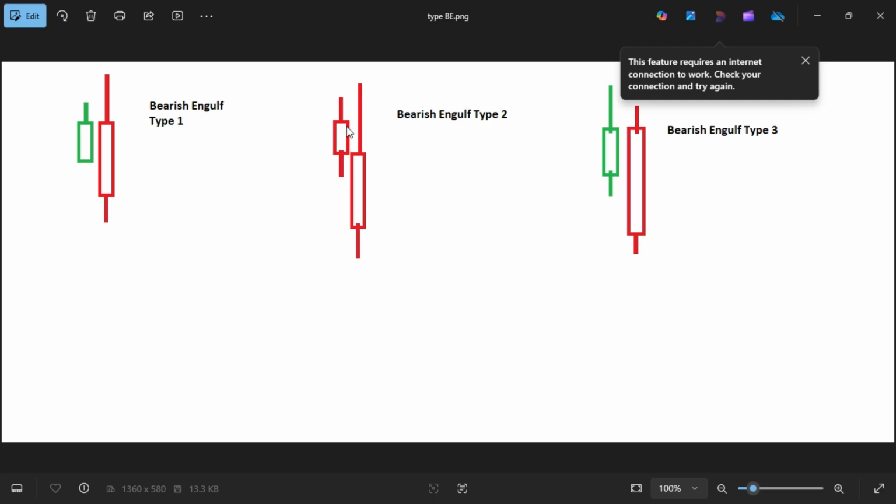However, both of them have to be red. The most important thing in type 2 is that both of the candles have to be red or they have to be green, meaning bearish or bullish. Red for bearish, green for bullish. And also the shadow has to be higher than the previous candle.